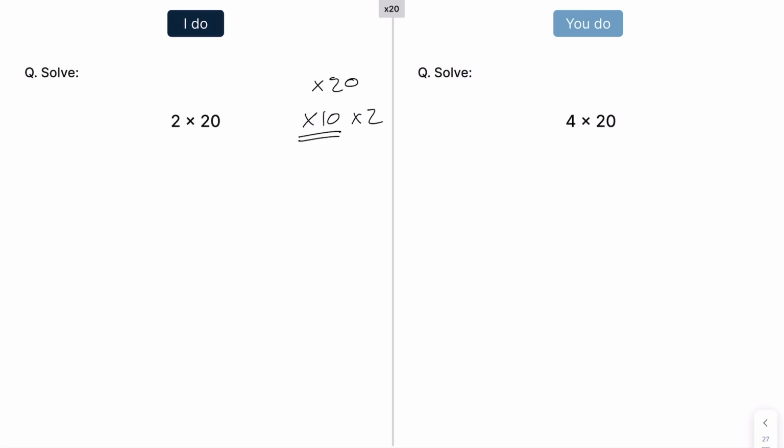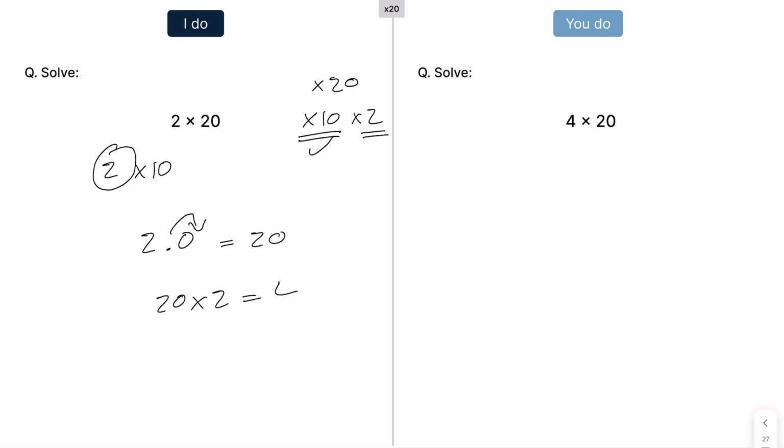So again, you can see how we can use what we've just learned about timesing by 10. Okay, so in this case, it's saying 2 times 20. Now I've told you that's the same as 2 times 10. Times 10 is the same as hopping the decimal 1 to the right. So we start off with 2 there. So it's 2.0. We hop the decimal 1 to the right. That becomes 20. And now we've done times 10. We are now going to do times 2. So that becomes 20 times 2. Now 2 times 2 is 4, and add a 0 on. Okay, that becomes 40.